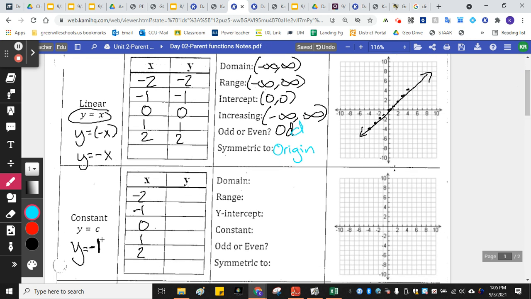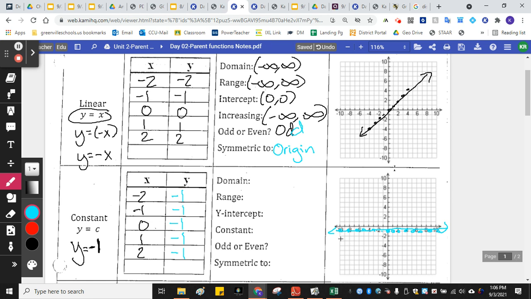Constant: y equals a number, any number. Today we just chose -1. My last class chose -4. But if I plug in -2, I'm going to get out -1. If I plug in -1, I get out -1. If I plug in 0, I get out -1. It's constant. Y equals -1. No matter what number I choose, I can plug in 100 and I'll still get out -1. So we have a horizontal line.